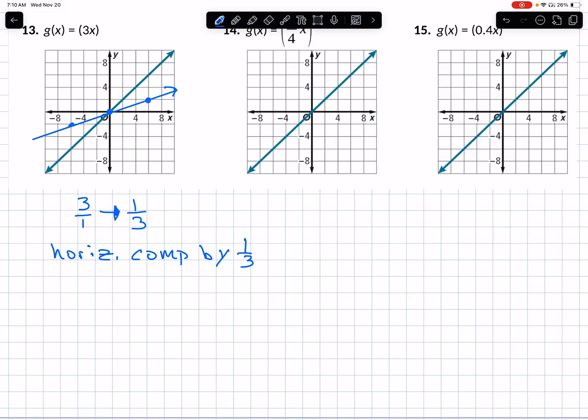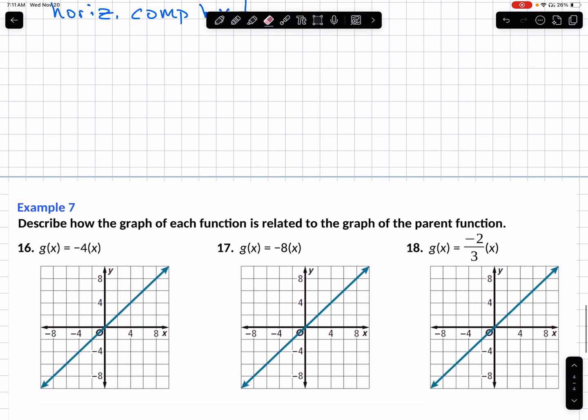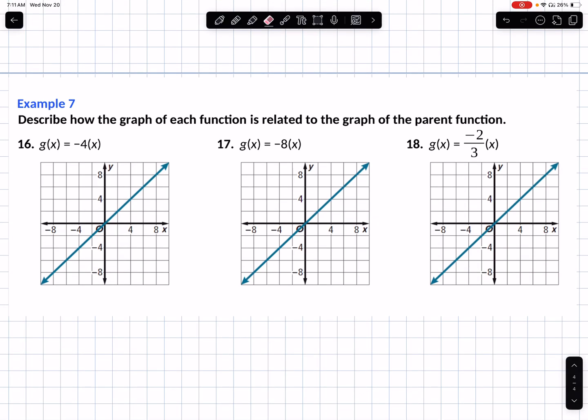We'll explain a little more of this on Friday, because the issue with this unit is that when you're doing vertical compressions and stretches or horizontal stretches and compressions, the graphs end up looking the same, and that's confusing. I think it's much easier to understand these horizontal and vertical stretches and compressions using x-squared graphs, but that's how it works. So we're going to move on now.